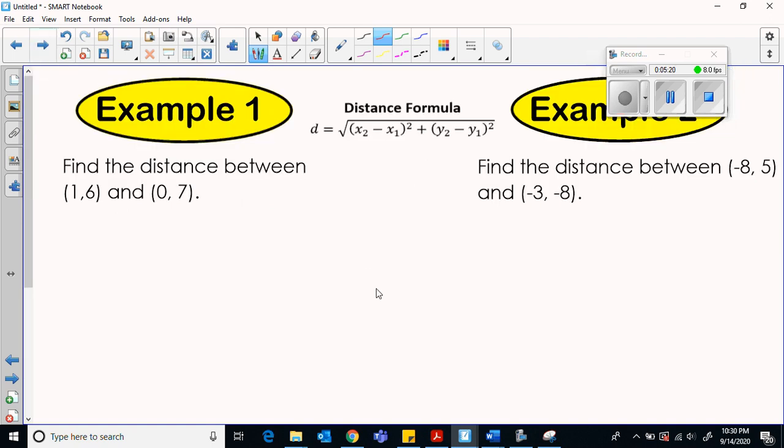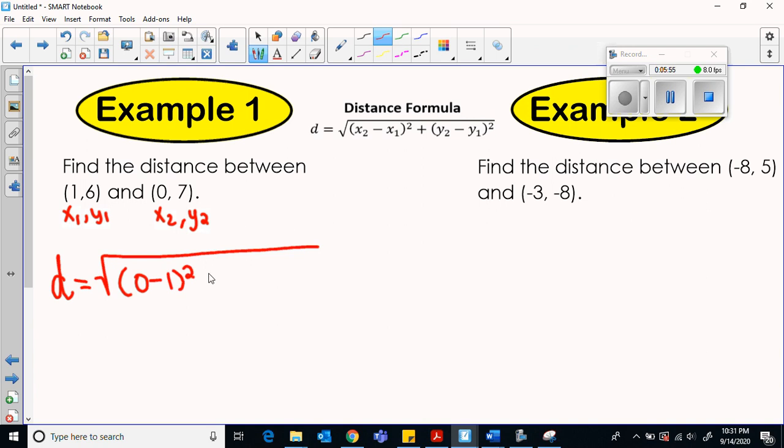Okay. All right, so let's just do some practice problems. You want to find the distance between (1, 6) and (0, 7). Remember our first thing, let's go ahead and label. So we've got x sub 1, y sub 1, and this can be x sub 2, y sub 2. Then we're just going to plug that into the formula. So distance equals the square root, and I like to make that kind of long. So x sub 2, 0 minus 1, squared, plus 7 minus 6, squared.